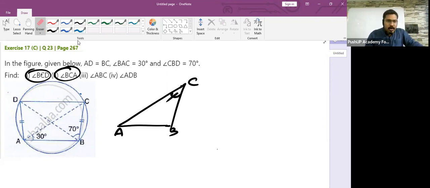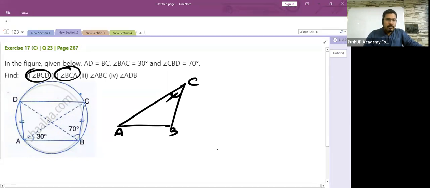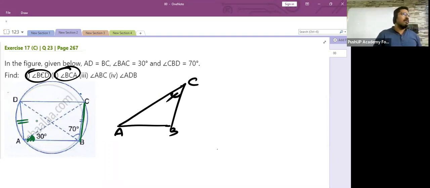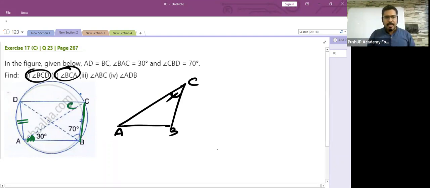You know that chord BC is subtending how much on the circumference? 30 degrees. You all know this. You know chord BC and chord AD are what? Equal chords. And you also know equal chords subtend equal angle on the center and on the circumference. So if BC is subtending 30 degree at point A, can't I say AD will be subtending 30 degree at point C? I can say that. What is the reason behind it? BC and AD are equal chords. Now make sense? All right.